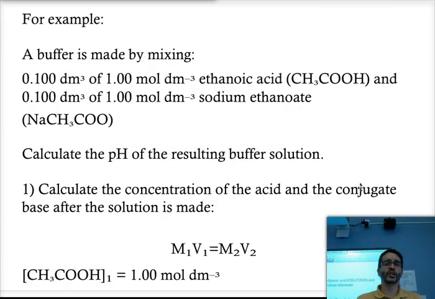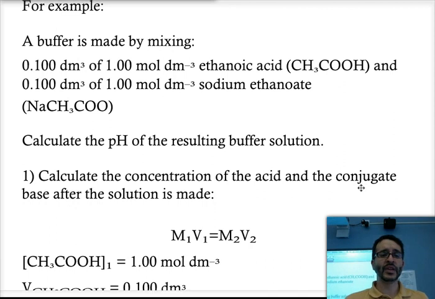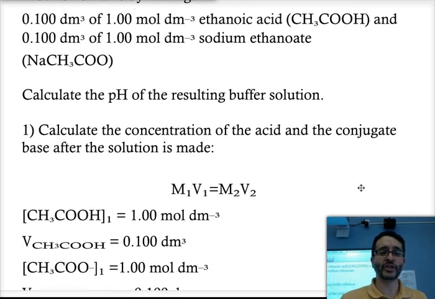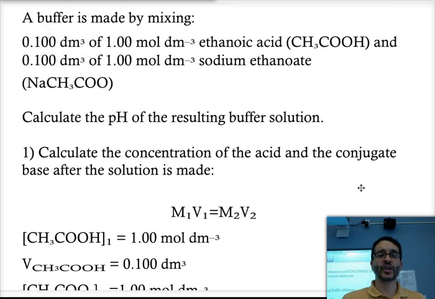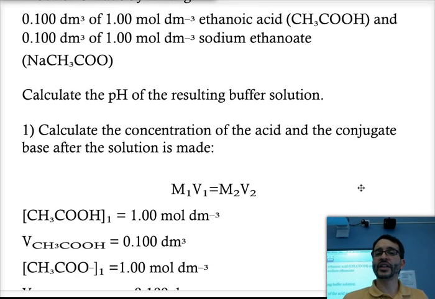All right? So if we make a buffer solution in which we have 100 milliliters of a 1 molar solution of ethanoic acid and 100 milliliters of a 1 molar sodium ethanoate solution, we can find out what the pH of the resulting buffer is going to be. First of all, we need to find out what the concentrations are going to be after we finish mixing.